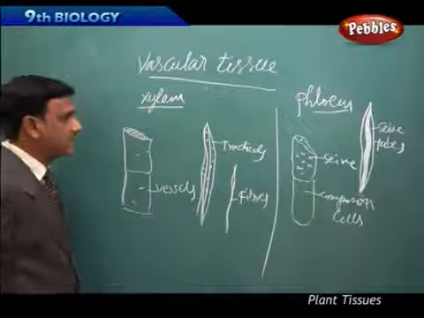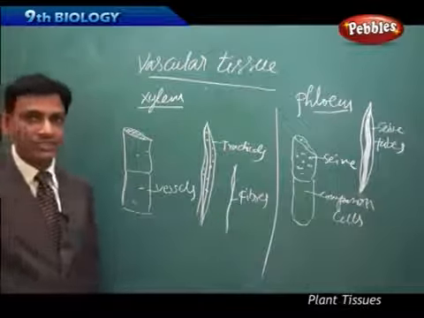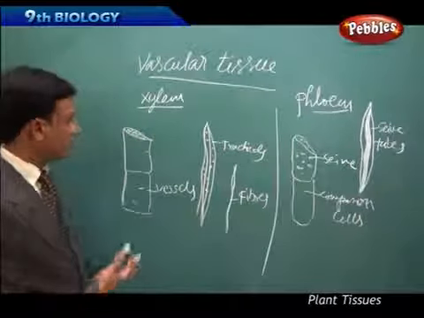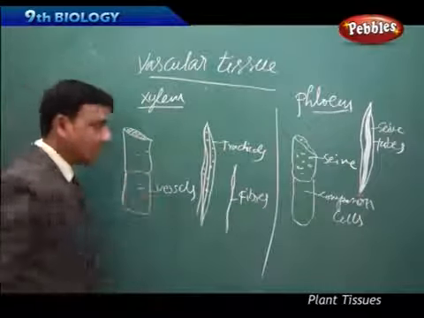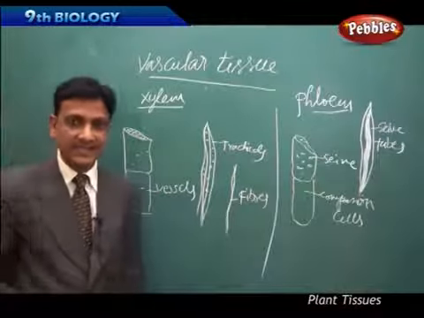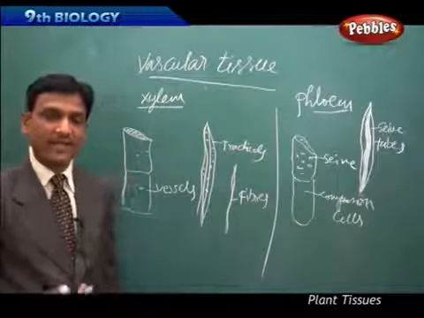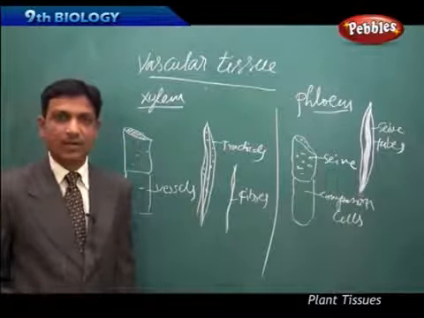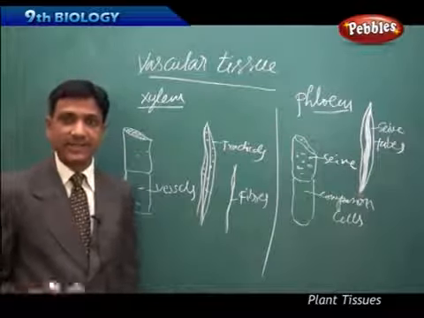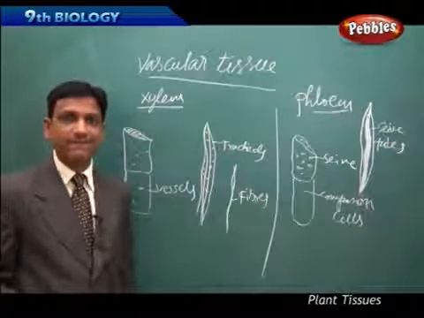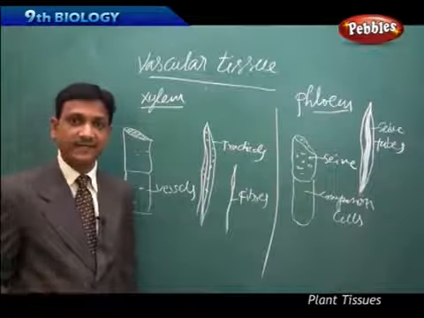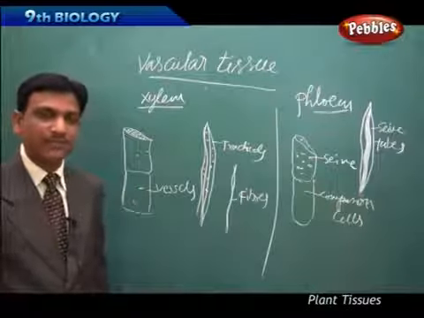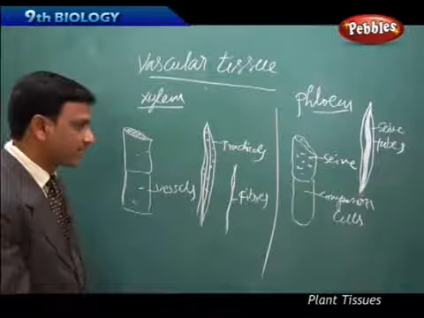So these two tissues play an important role in the conduction of water and mineral salts. The xylem conducts the water and minerals up to a very great height. Some plants are 100 feet or 150 feet. A giant sequoia tree, a giant redwood tree, can be 250, 300 or 350 feet. Up to those heights, the water is to be carried from the ground.